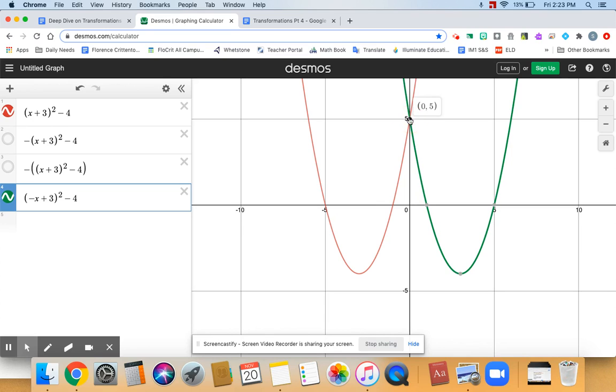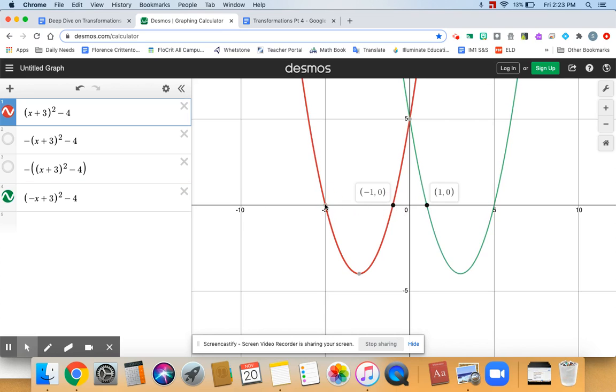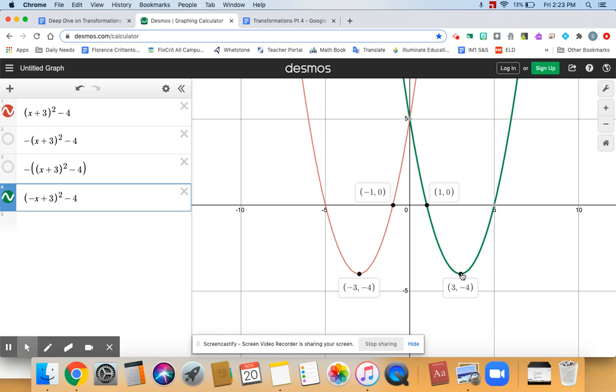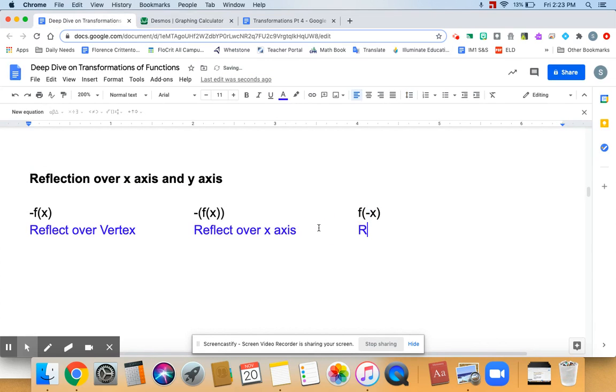And so like this 5, it's on the y-axis, so it's at the same place for both. But then here, this one's 1 away to the left, so this one goes 1 away to the right. This one's 5 away to the left, so this one goes 5 away to the right. The vertex from the y-axis is 3 to the left, so the new one goes 3 to the right. So it's the up and down y-axis line that it gets flipped over or reflected over. So this makes it reflect over the y-axis.